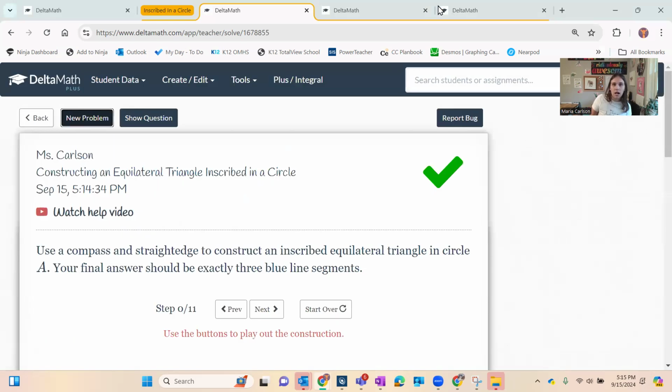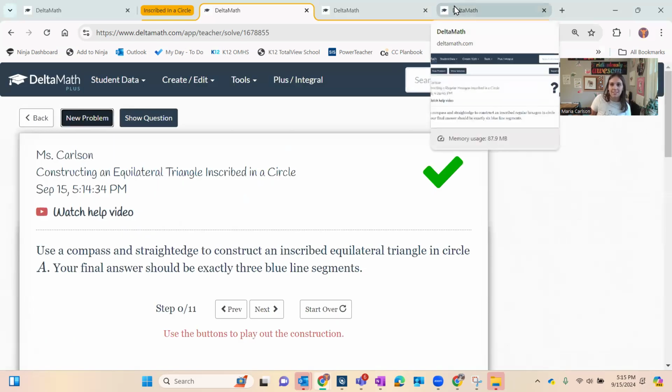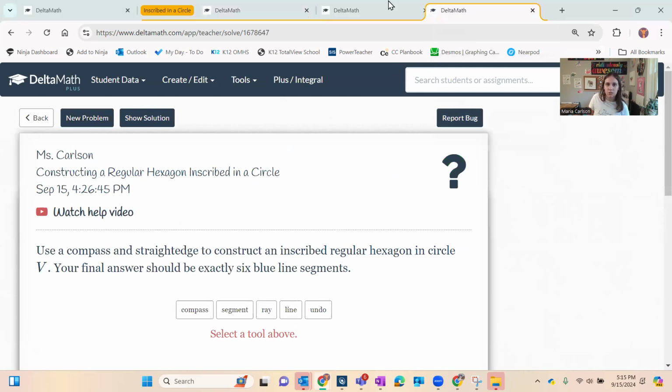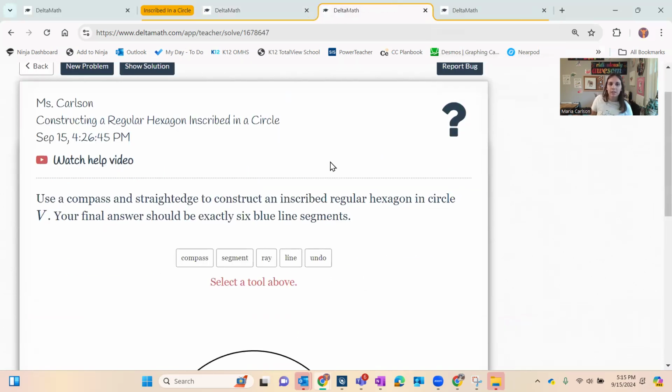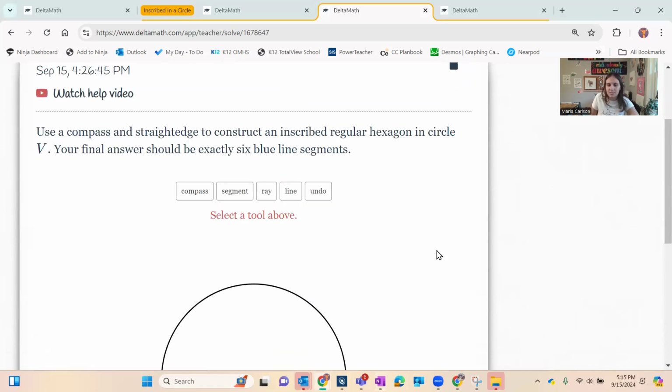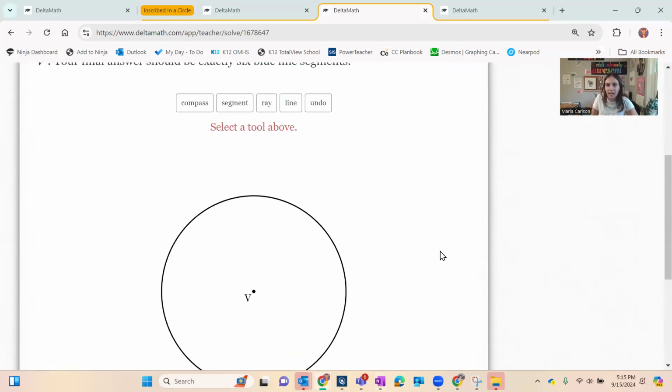All right. I am going to do a hexagon next. So we're going to construct a regular hexagon inscribed in a circle. And side note, a regular polygon has the same side lengths and the same angle measures. So that's what regular means. We don't have different side lengths or different angle measures. They are all the same. So this is a very similar process.